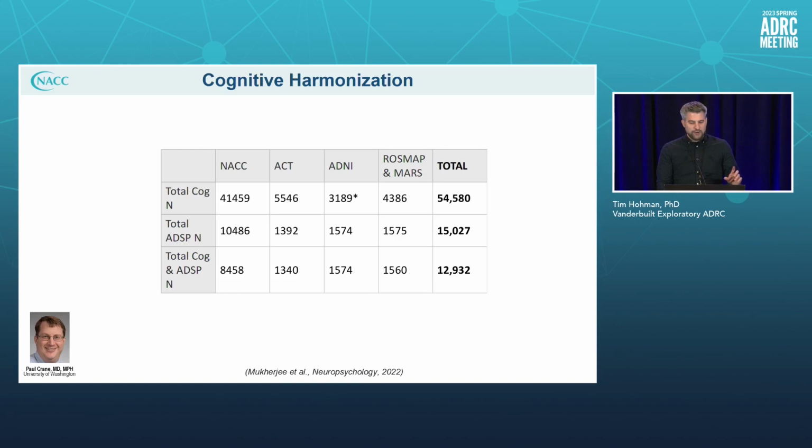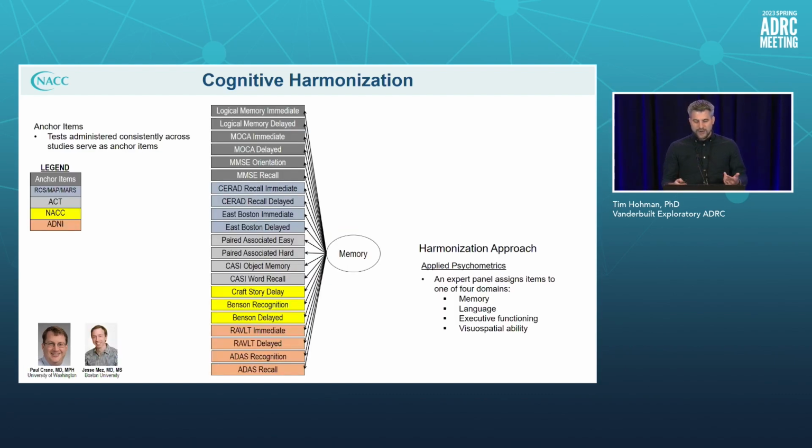I'm going to talk very briefly about the cognitive harmonization to make the point that even though we're releasing 15,000 participants on NIAGADS, we're actually harmonizing data from the whole cohort. So the cognitive harmonization included 55,000 participants for these first 4 data sets that were released in the fall. And the way that Dr. Crane and Dr. Mez do this is they go painstakingly through every item that's collected in a neuropsychological protocol. They make a decision about what domain it should be in.